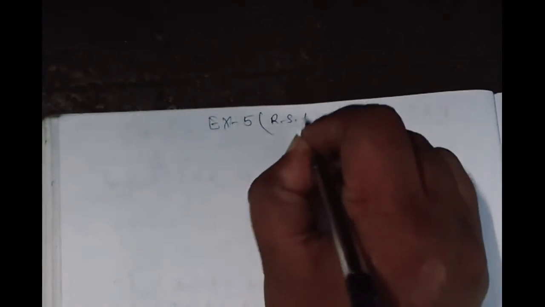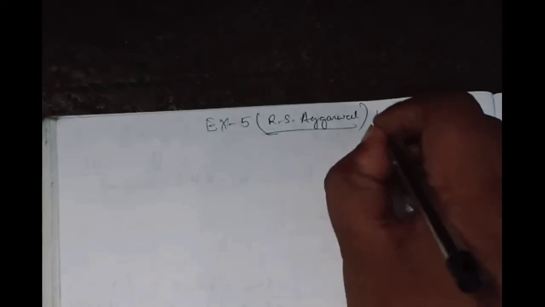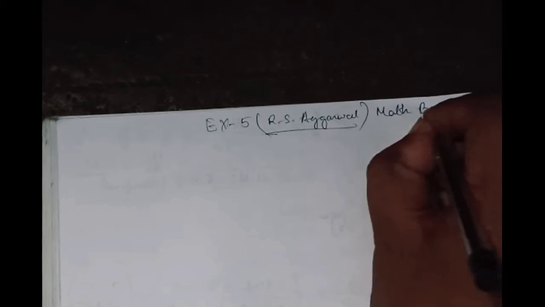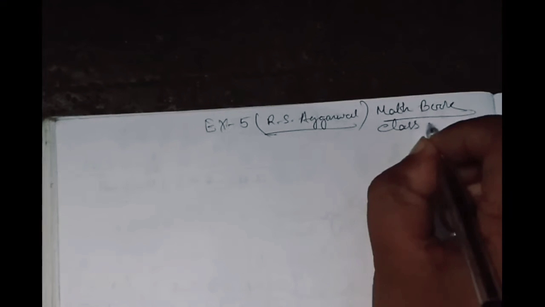So we are solving the questions from trigonometric ratio. Actually in my previous video I said that we are solving trigonometric identities, but not from trigonometric identities. We are solving questions from trigonometric ratios. Okay, exercise 5 of obviously RS Agarwal math book of class 10.